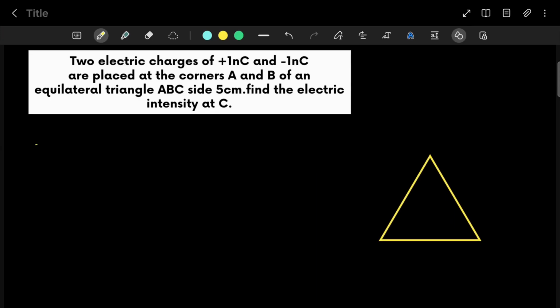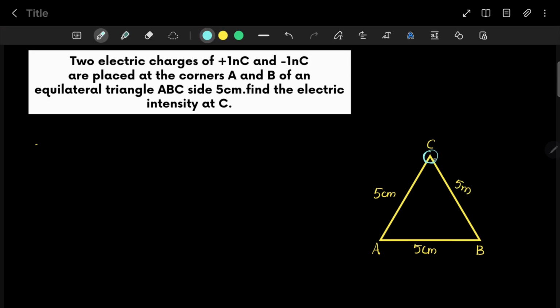Right. Let us solve it now. For example, if you assume that there are two charges, let me take this is point A, point B, and this is the point C. And it's an equilateral triangle. What is the side of that equilateral triangle? 5 cm, 5 cm, 5 cm. They are asking the net electric field at which point?